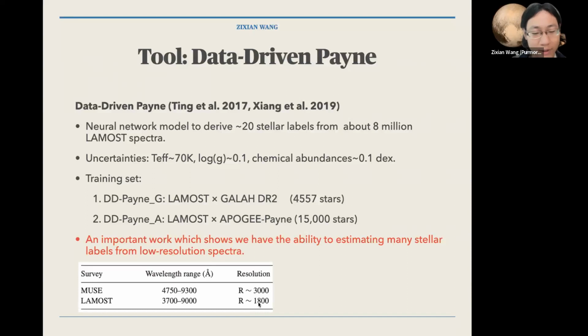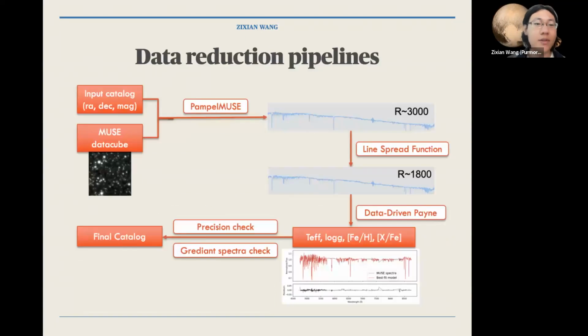Why did I mention LAMOST? Because if you compare MUSE and LAMOST, you find that they are very similar in the wavelength region and also in the spectral resolution. So that gives me the hint that if I can modify my MUSE spectrum to make it like LAMOST spectra and then apply this model directly, maybe I have the chance to get more chemical abundances than the other method. So I developed my pipeline to do that.